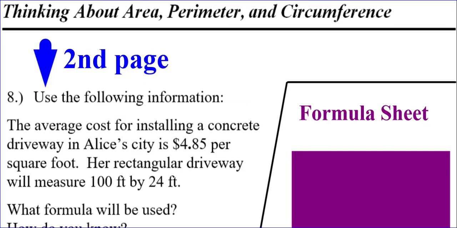All right, so let's now shift gears to the worksheet called Thinking About Area, Perimeter, and Circumference. So we're going to start with the second page. I know this is a little out of order, but we're going to start with the second page with problem number 8. Let's take a look at this together.